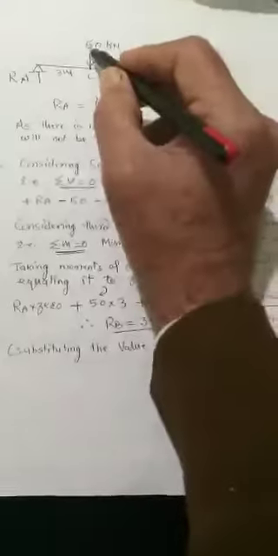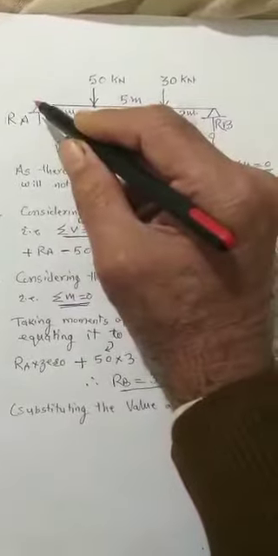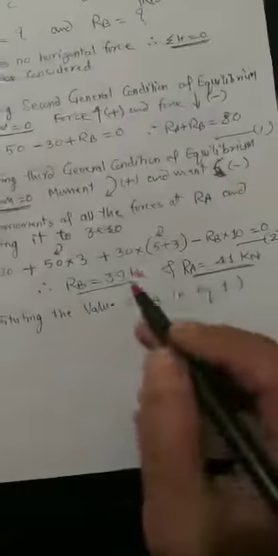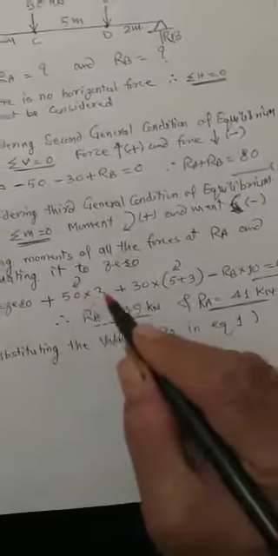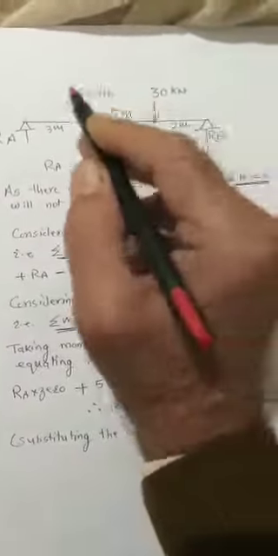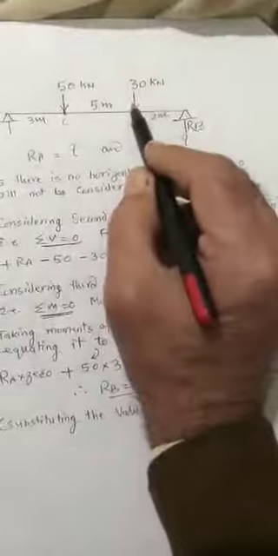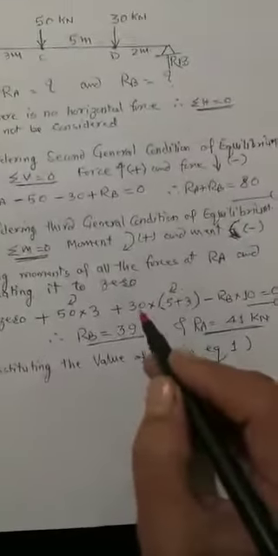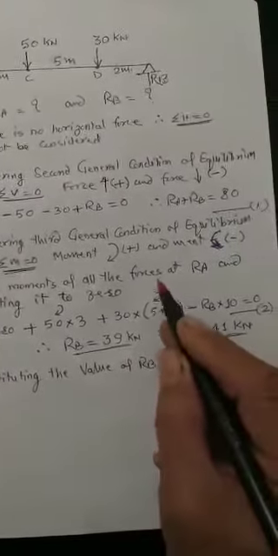Now 50 into 3, force into perpendicular distance. Is this running clockwise or anti-clockwise? This will go like this, so 50 into 3 is a clockwise moment, and the value will be taken as plus 50 into 3. Similarly, for the 30 kilonewton, taking the moment at this point, the distance comes out to 3 plus 5, that is 8. So 30 into 8, again this will try to tilt in the clockwise direction, so again positive. So plus 30 into 5 plus 3, clockwise direction.